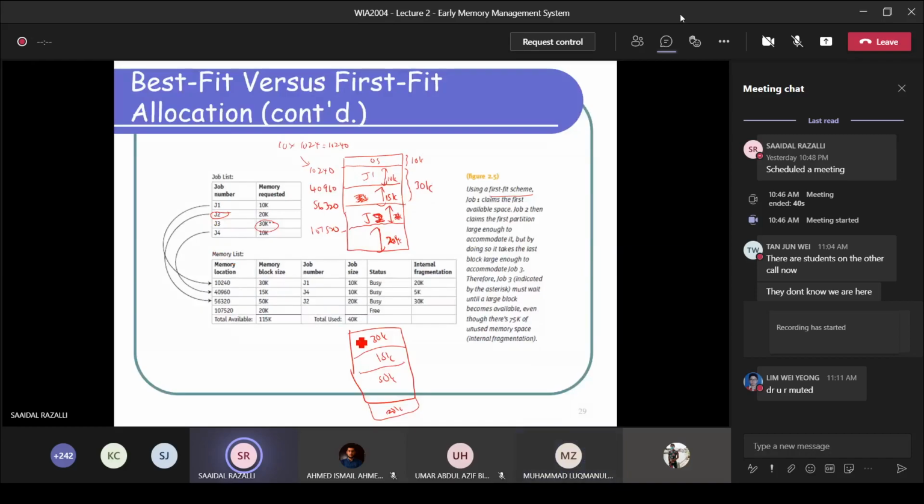Job 1, we will search the first entry and then it finds a partition with 30K. So job 1, understood this one? Okay. For J2, 20K, J2 will search.